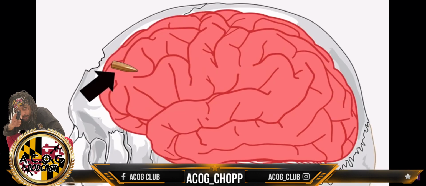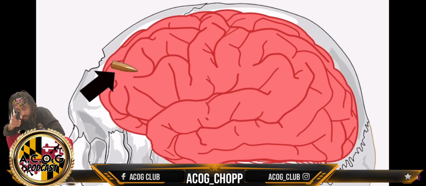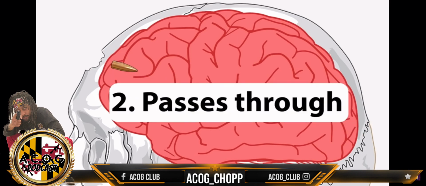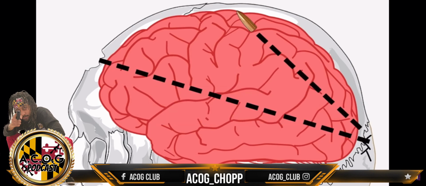Once in the brain, three things can happen to the bullet. One, it can slow and stop. If it loses enough of its energy when it pierces the skull, it will stop in its path inside the brain, probably at the other end of the skull. Two, it passes cleanly through, or three, it ricochets inside the head.